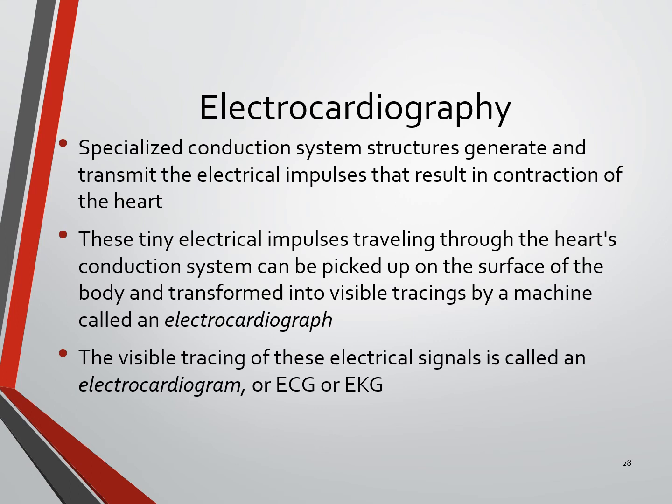So one of the ways that we can take a look at the heart's conduction system is by doing an electrocardiography, right? Or an ECG, sometimes also abbreviated as EKG. These tiny electrical impulses that are traveling along the nerves through the heart muscle can be recorded, and this recording results in visible tracings that we can look at to see if the heart conduction system is functioning properly or if there's something abnormal going on that might need to be further looked at or treated.